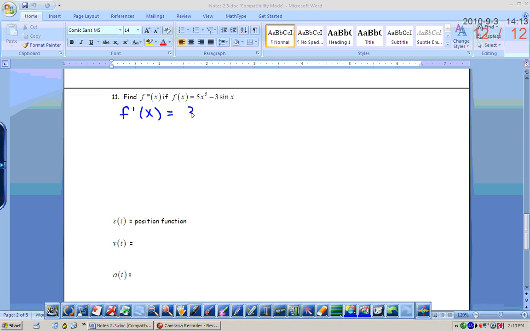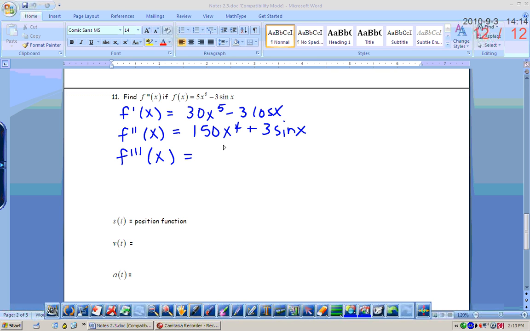So the first derivative would be 30x to the 5th minus 3 cosine x. Always label what you are doing. The second derivative would be 150x to the 4th plus 3 sine x. And the third derivative, 600x to the 3rd plus 3 cosine x.